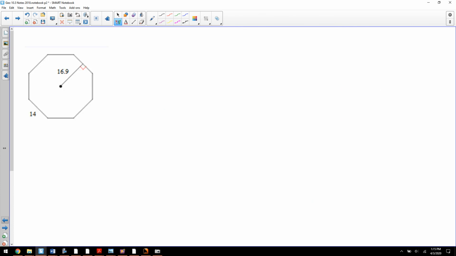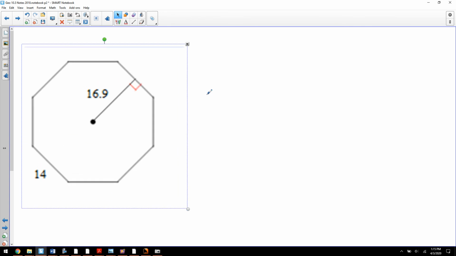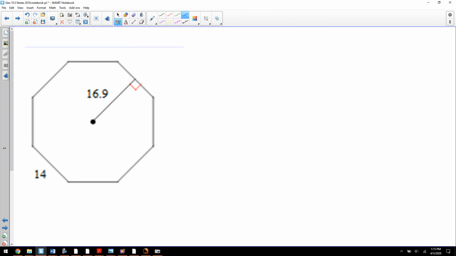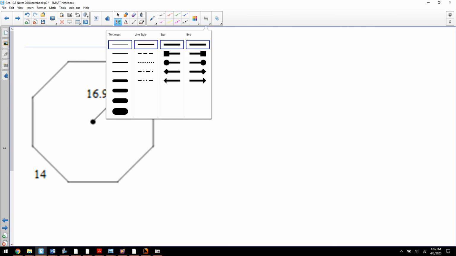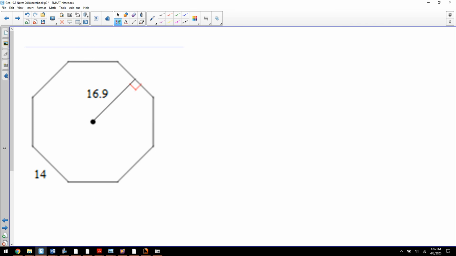Another quick example here. Same basic principle. Let me blow this up so you can see it a little bit better. We have to find the area of our regular polygon. In this case, I believe this was an octagon. So 1, 2, 3, 4, 5, 6, 7, 8. Yep, we have 8 sides. So our area is going to be 1/2 our perimeter times our apothem.